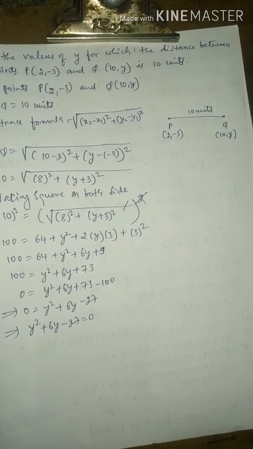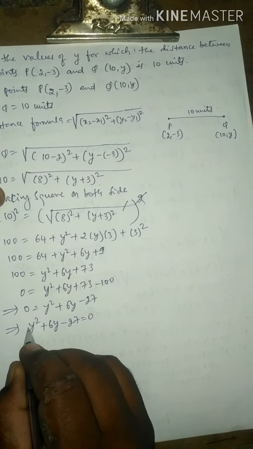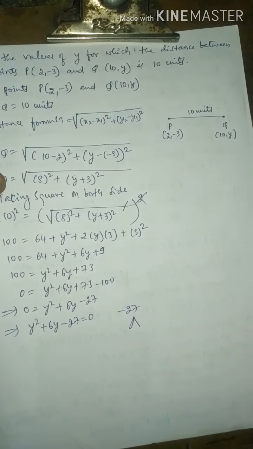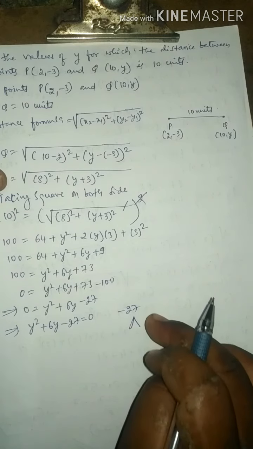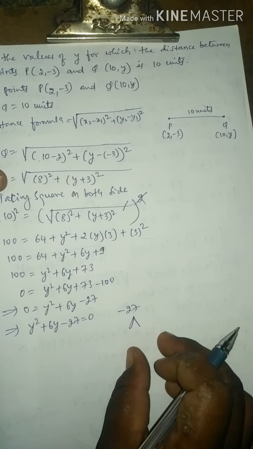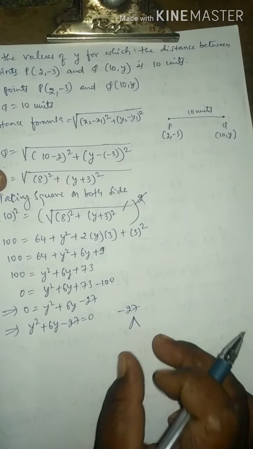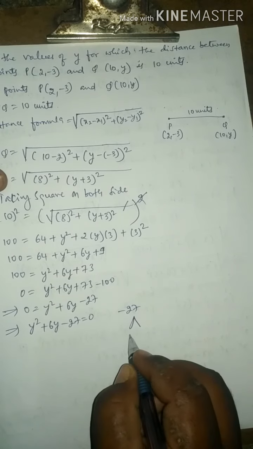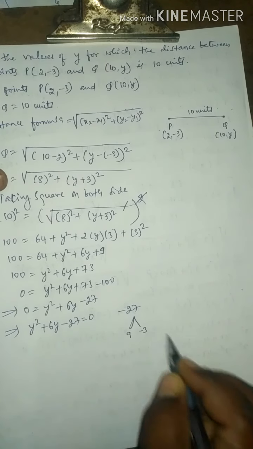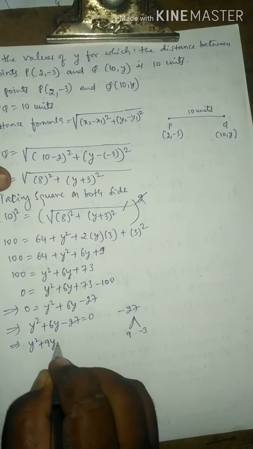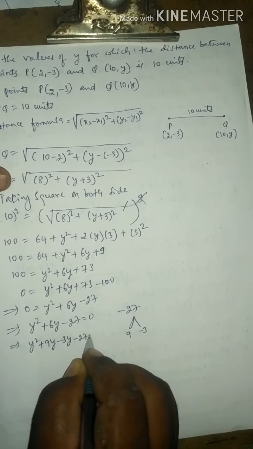Now this quadratic equation we have to solve by using splitting the middle term. Minus 27 into the coefficient of y square, which is 1, is minus 27. We have to find factors of minus 27 in such a way that if you multiply both factors we get minus 27, and if you add both factors we get 6. So the factors are 9 and minus 3. Which implies y square plus 9y minus 3y minus 27 is equal to 0.